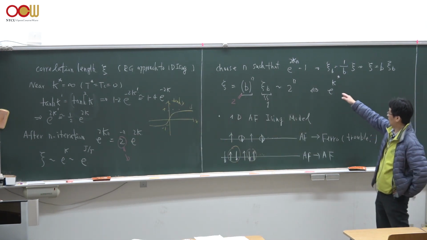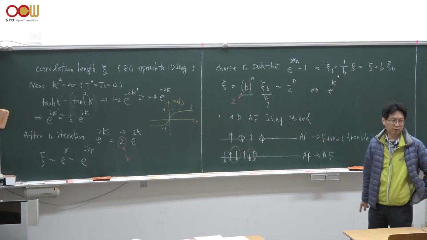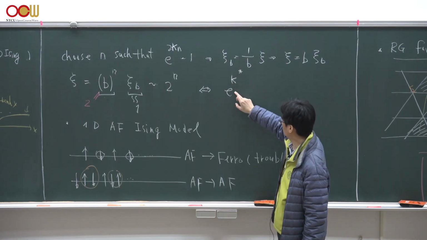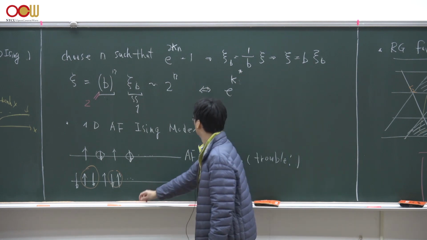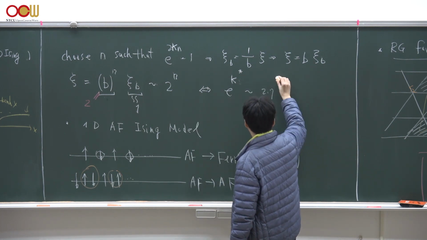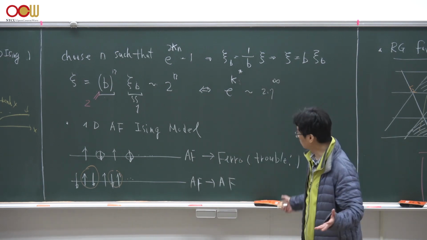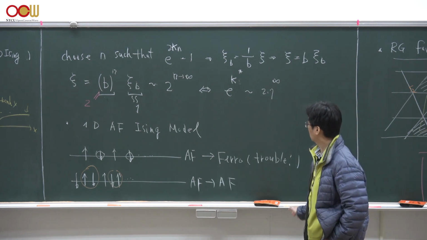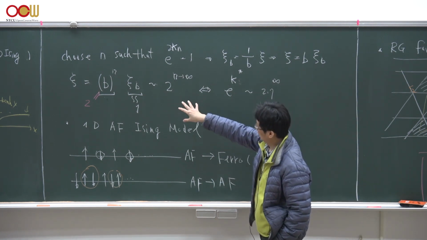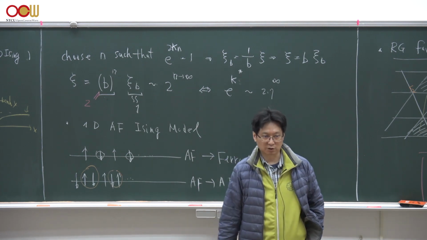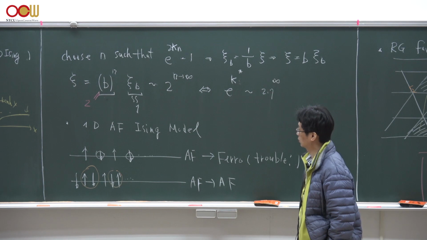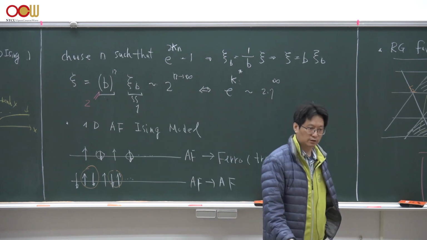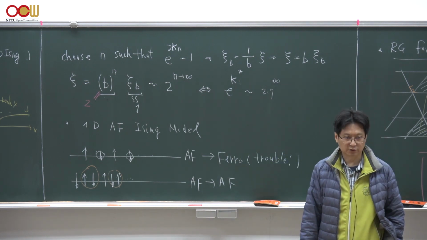Now you can compare this form with the standard form of the correlation length for the one-dimensional Ising model, which is exponential of K. When K is close to K star, this is e to the K star, where K star goes to infinity, and that is more or less this factor, 2 to the power of n, where n goes to infinity. So this calculation more or less reproduces what we had earlier from the exact solution of the one-dimensional Ising model, and it shows a very efficient way of analyzing the fixed point and the critical exponent and so on.